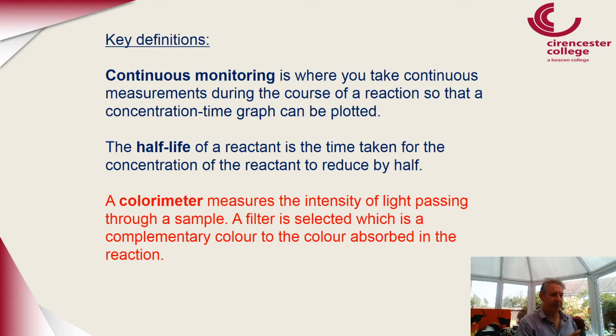And you have to select your filter correctly. For instance, copper sulfate solution is a blue colour. What does that mean? That means it's absorbing all the colours except for blue light, and it's letting blue light through. So it's absorbing red and green. So what you need to do is select a filter to measure how much of the red light gets through.